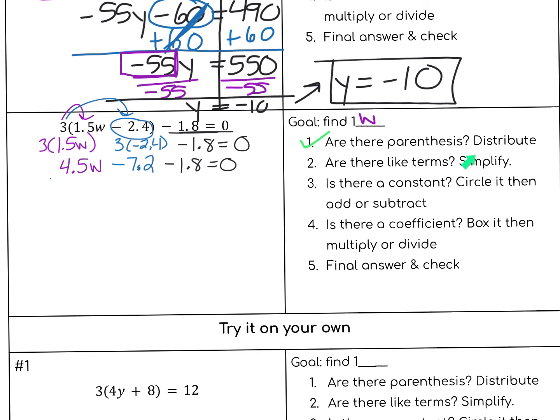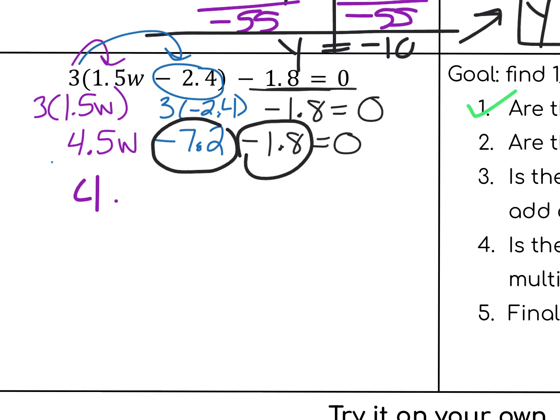Then I'm going to look, are there any like terms? Is there anything I can combine? Okay, I see that these two are like terms. So I'm going to do negative 7.2 minus 1.8. You get minus 9. So I'm going to zoom back in a little bit. So we still have to include our 4.5w. Negative 7.2 minus 1.8 was negative 9. And equals 0. And that took care of question 2.